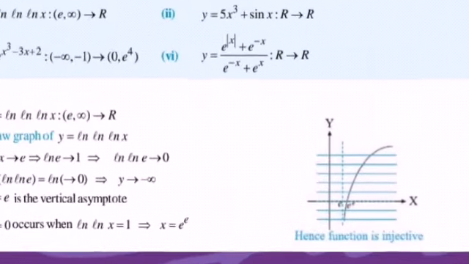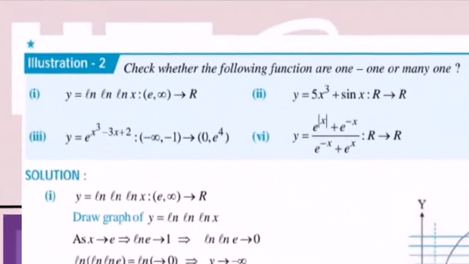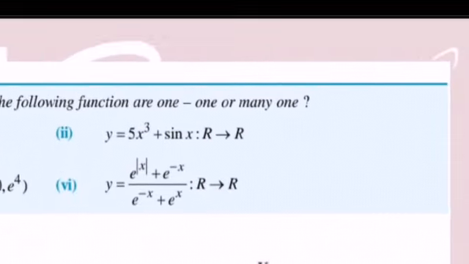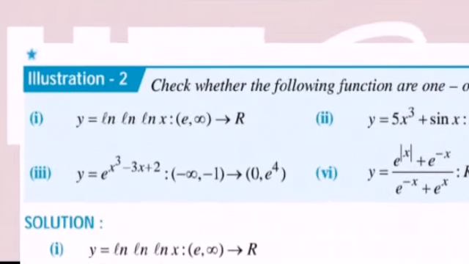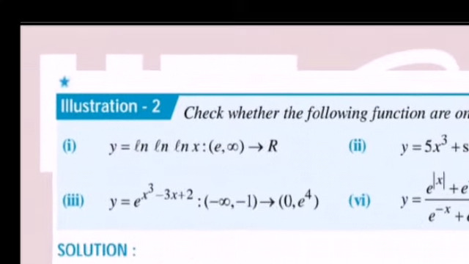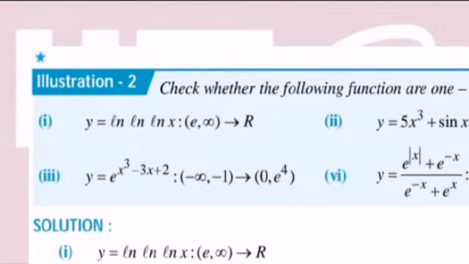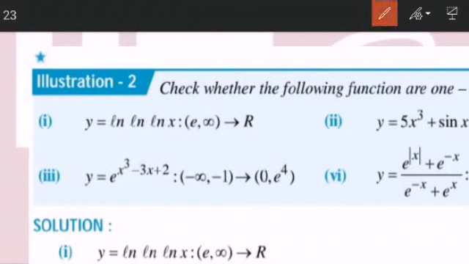Number one, there's a very good problem here: y equal to ln of ln x. The domain is e to infinity and the range is R. The codomain given is all real numbers. So from e to infinity to R, you have to test whether the function is 1-1 or not.